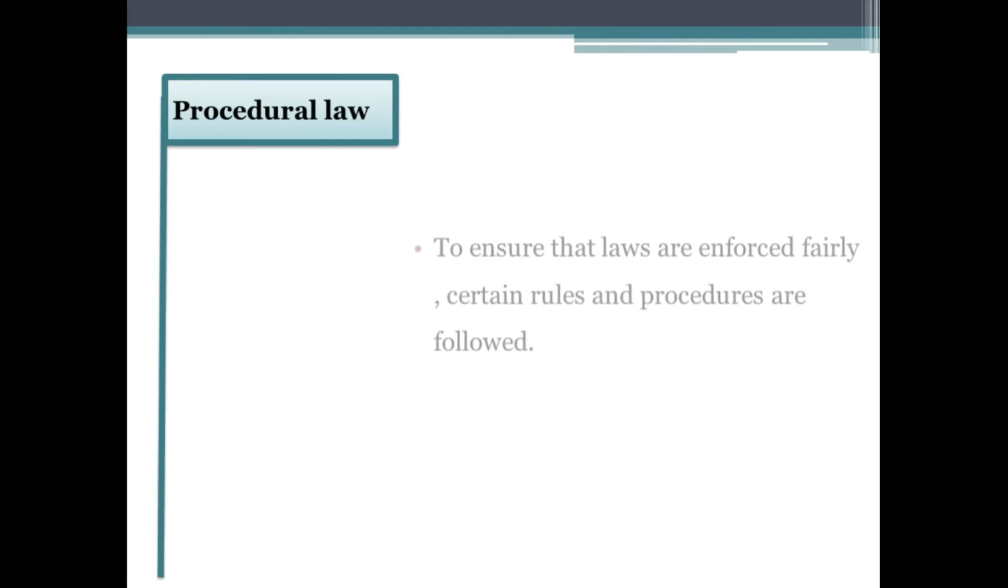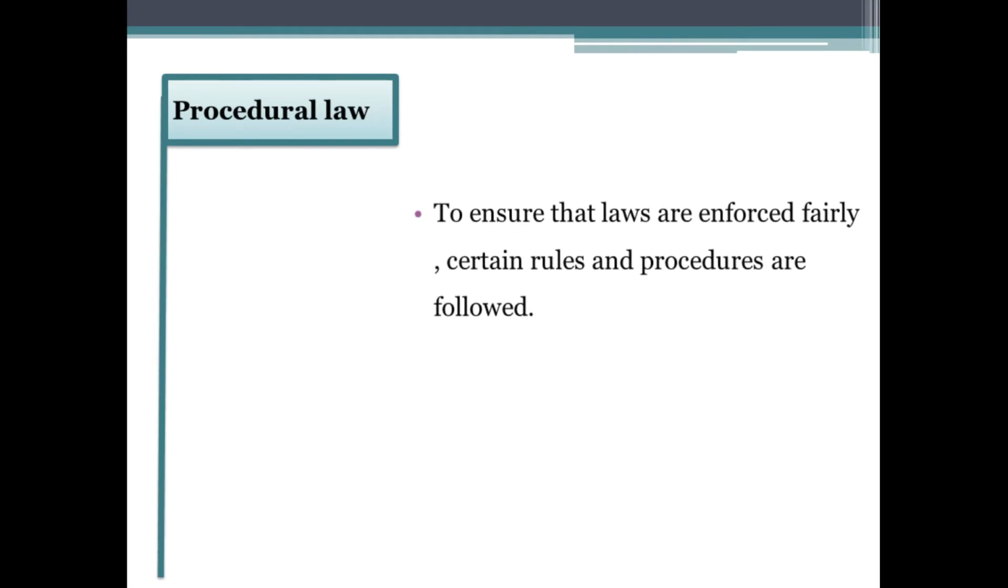Then, under procedural law, it is recognized and appreciated that the legal systems cannot do whatever they please when cases are brought before them. In order to ensure that laws are enforced fairly, there are certain rules and procedures that must be enforced when a court hears any case, whether civil or criminal. These sets of laws and procedures are known as the procedural law.